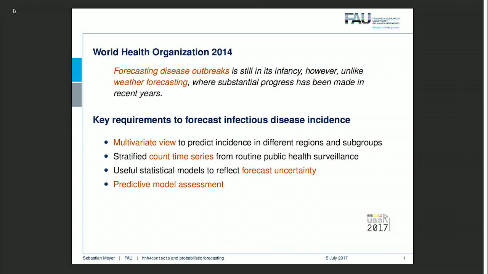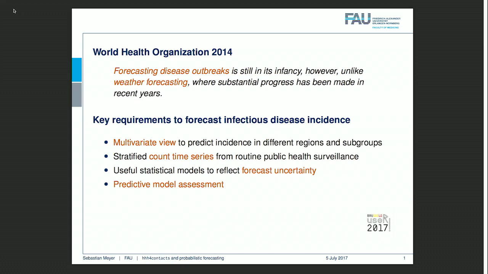So first, a multivariate view is required to forecast infectious disease incidence in different regions and subgroups, because infectious diseases spread, so different subgroups might be affected differently by the infectious disease, and also different regions might suffer to a varying degree from this disease.